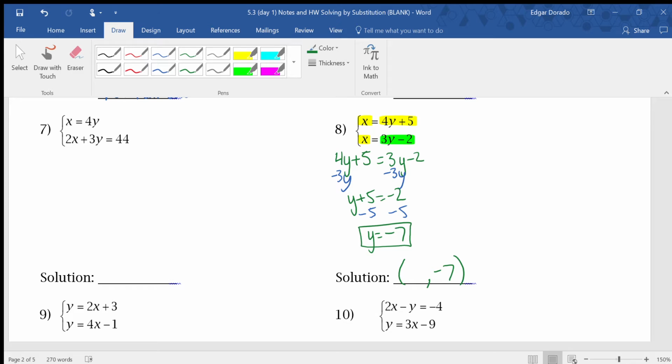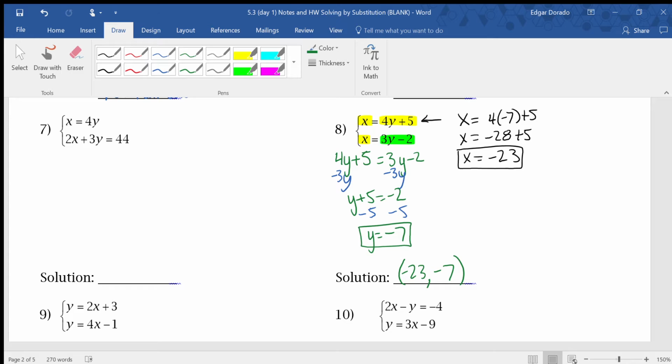Now I can substitute this back into one of my equations. I'm going to substitute it into this first one here. So we get x equals 4 times negative 7 plus 5. What is that? That would be negative 28 plus 5. So we get x equals negative 23. So my ordered pair is negative 23 comma negative 7.